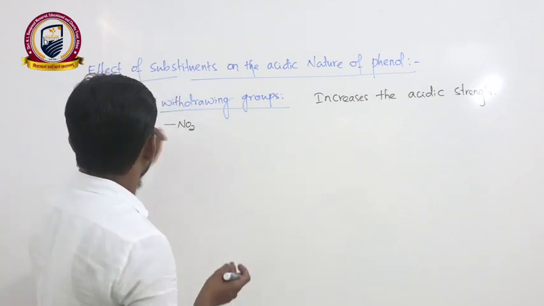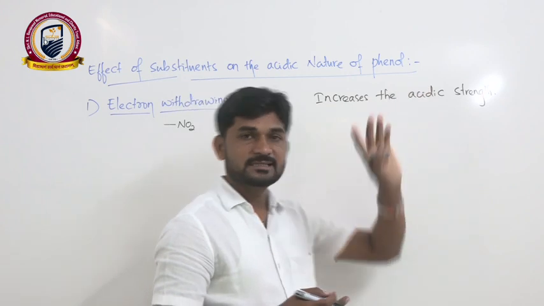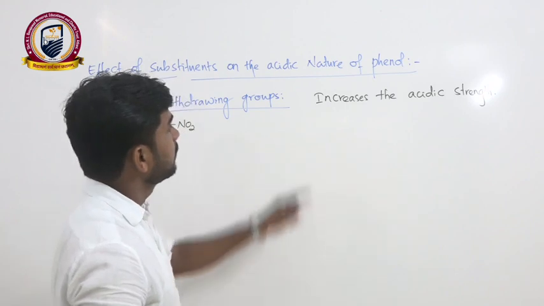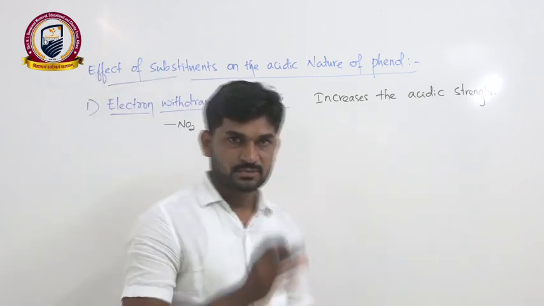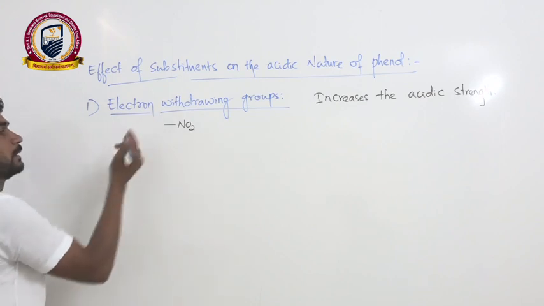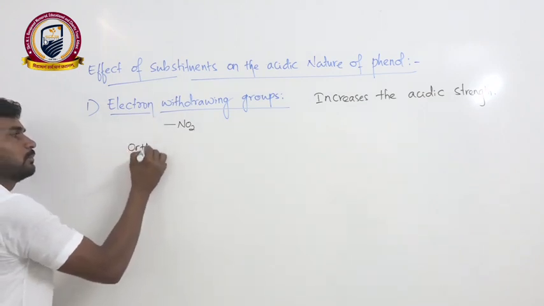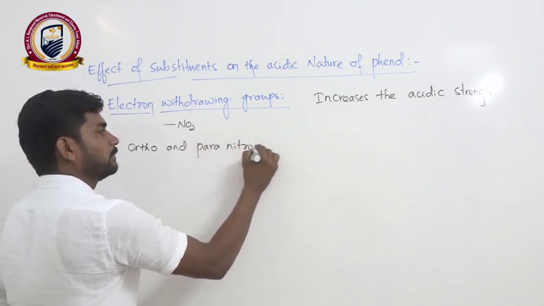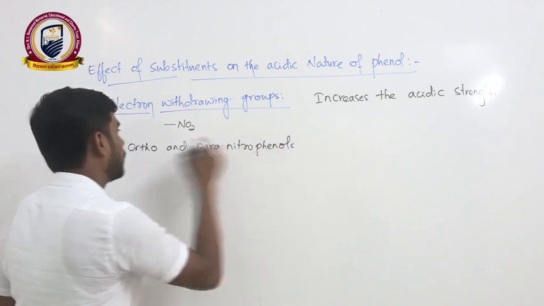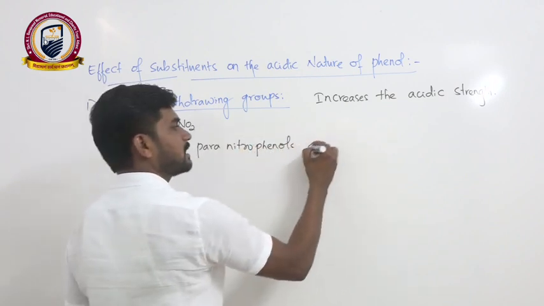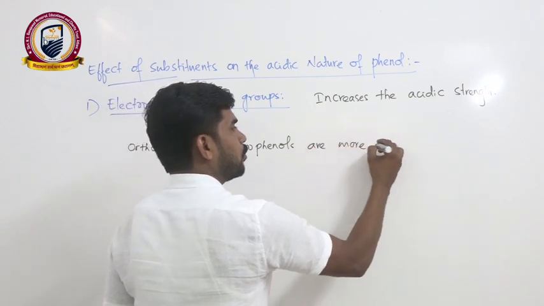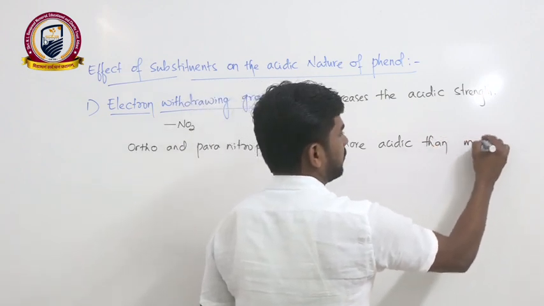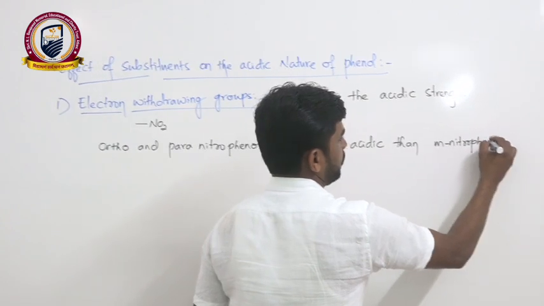As I told you, an electron withdrawing group increases the acidic strength of phenol, and the position of the electron withdrawing group also makes a difference in their acidic strength. So here, I can tell you, ortho and para nitrophenols are more acidic than meta nitrophenols. So this is the first point.